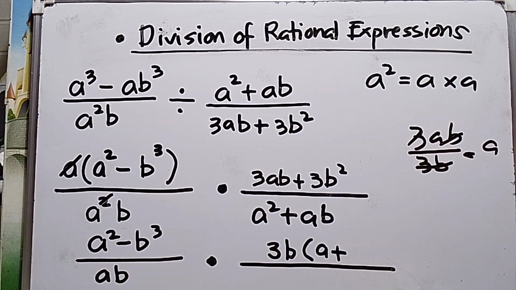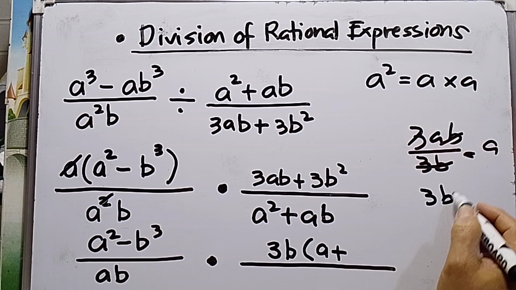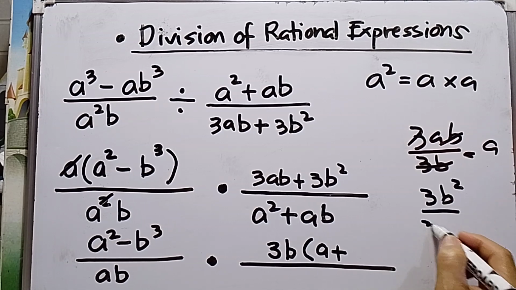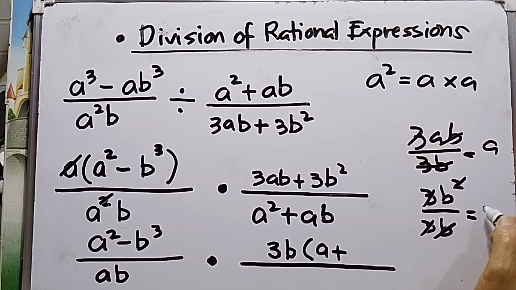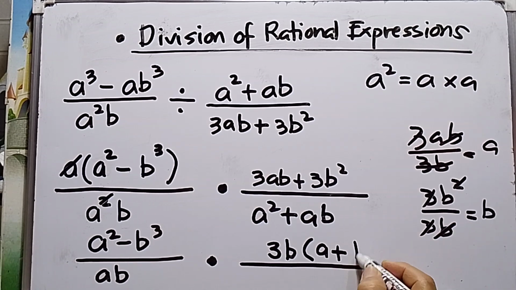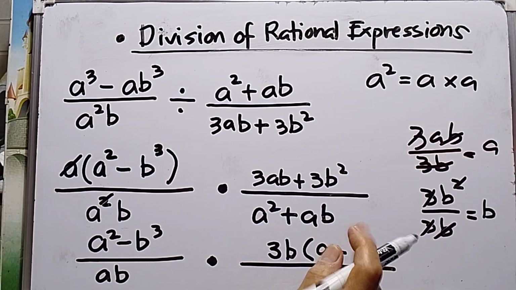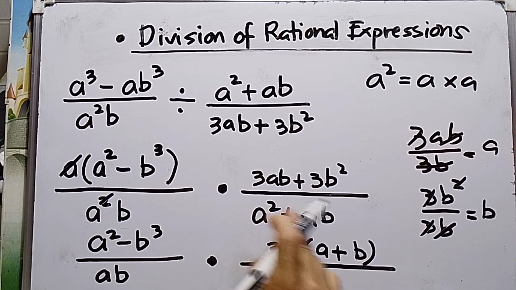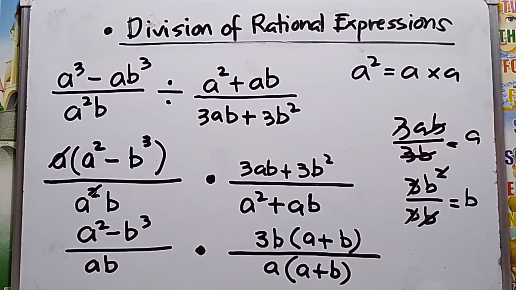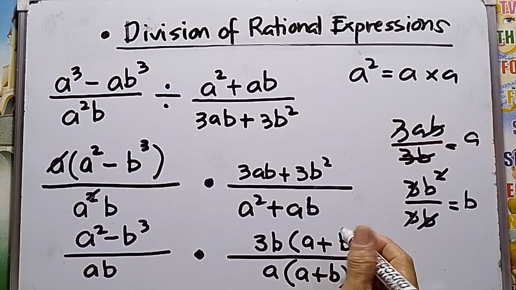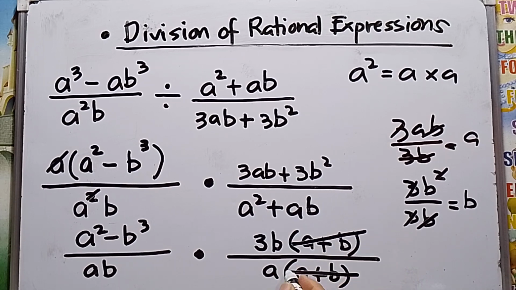Plus, next is 3b squared divided by 3b. So cross out 1 b, so I have b. So this will be a plus b. How about the denominator? Common between a squared and ab is a, so a plus b. So take note, this is common, so this will be crossed out.